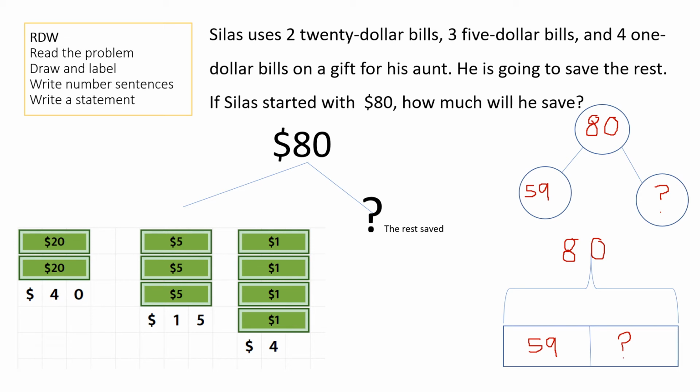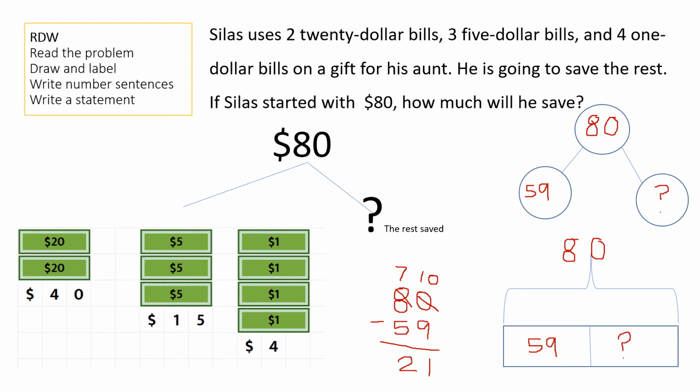Remember, to figure out a missing part in a problem, we take the whole, which is 80, and we subtract one of the parts to find the other part. So I need to do 80 minus 59 to find my missing part. I will need to regroup and decompose one of my 10s to have enough to subtract.